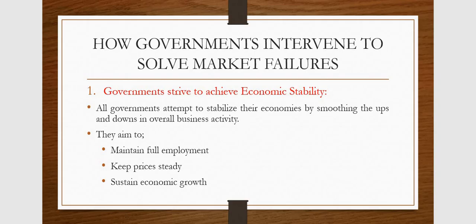And under this, we have subsets. That is, the government aims towards maintaining full employment. And the next one is keep prices what? Steady. And the next one is sustain economic growth. And so let's look at maintain full employment. And so when you see the government wants to intervene in market failure to maintain full employment, we mean the government wants to ensure that everyone who wants a job can get one. Do you get it?